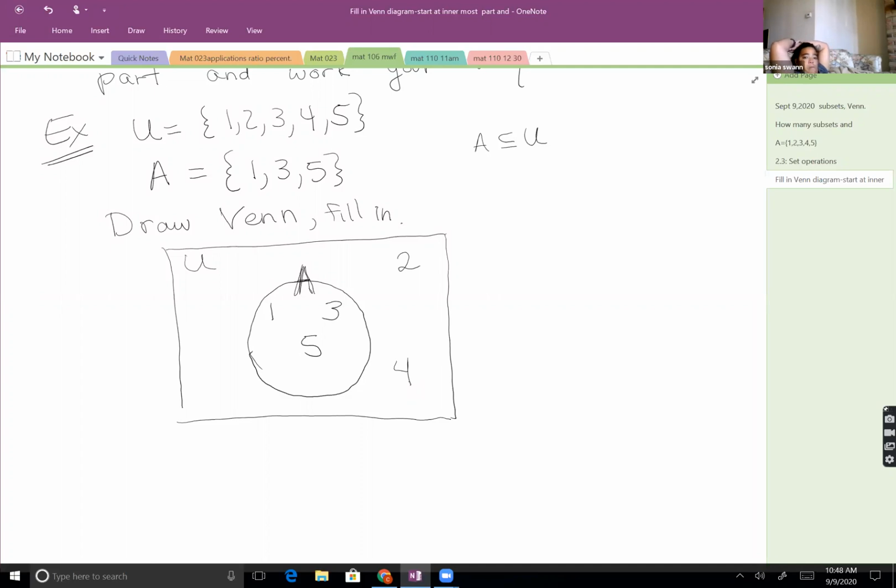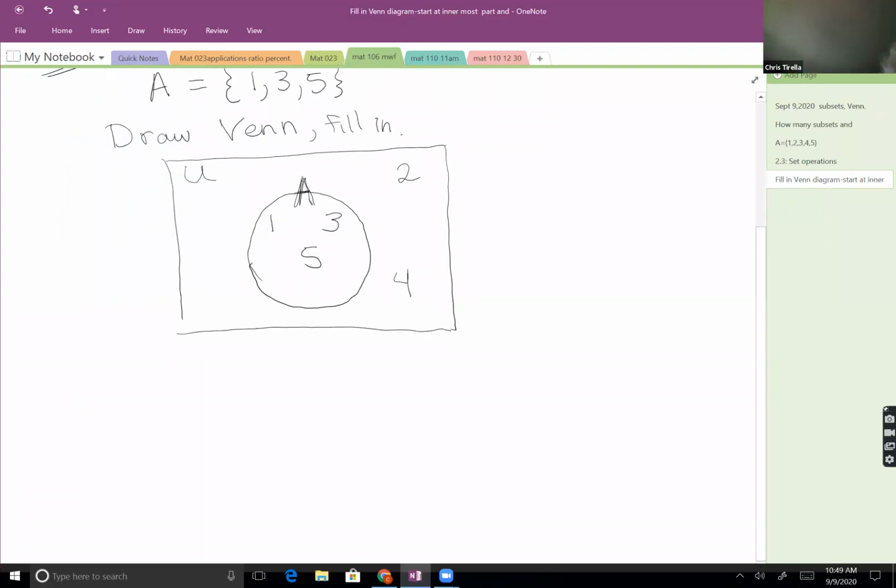Now you have to be able to work both ways. From being given the 2 sets, is everybody comfortable drawing the Venn diagram? Can you work backwards? If you had the Venn diagram, could you look at that and say, yep, A contains 1, 3, 5, and U contains 1, 3, 5, 2, and 4? Yes. Great.